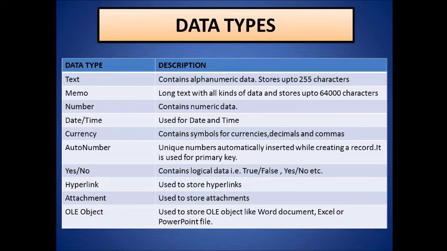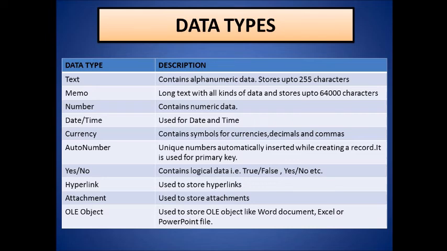Memo is long text. It also contains any type of data, both alphanumeric, but its capacity is big, that is 64,000 characters. Number contains only numeric data. It does not contain alphabetic data. Date time is another data type which is used to store date and time. The currency data type contains the symbols for currencies, decimal format and comma separators. Auto number is the data type in which, when we create a record, the number will be generated automatically. It is basically used for the primary key.